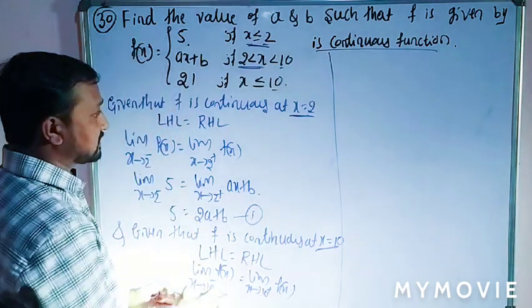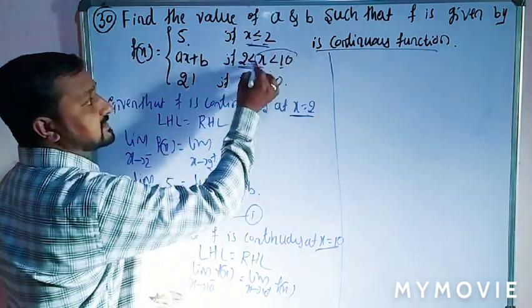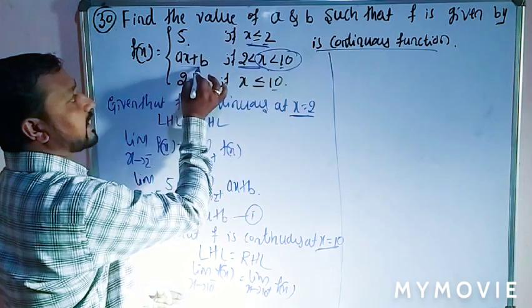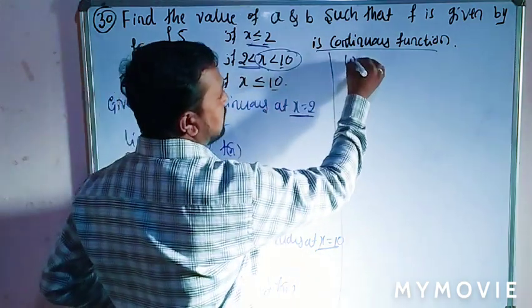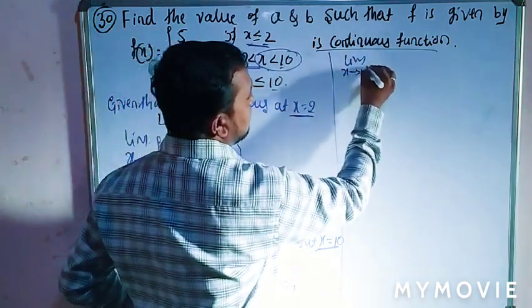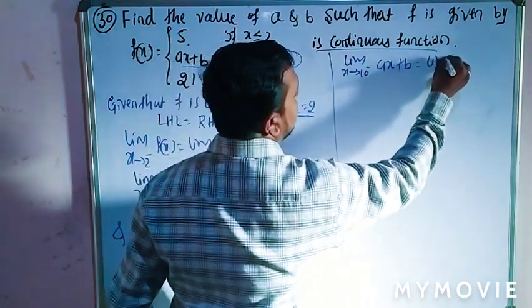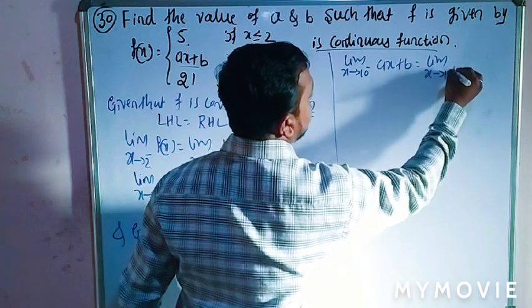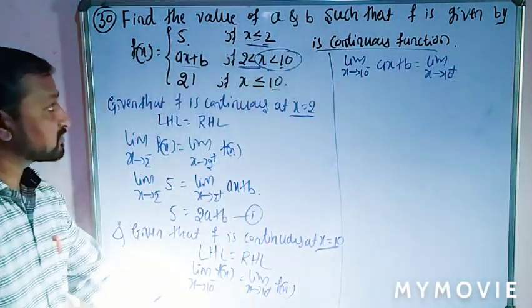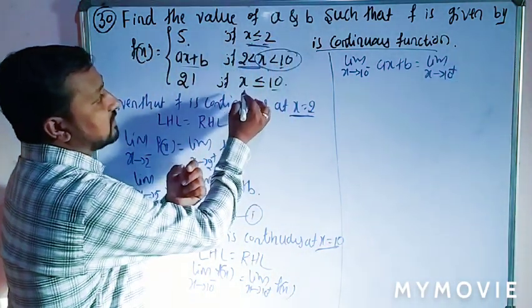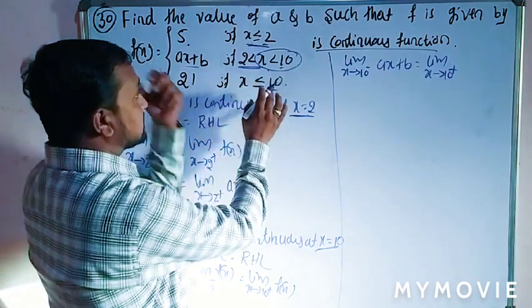Next, for the value of LHL, what is your LHL corresponding to this one? x is less than 10, so this is your LHL. That is limit of x tends to 10 minus of ax plus b. Limit of x tends to 10 plus, what is your RHL corresponding to this one?